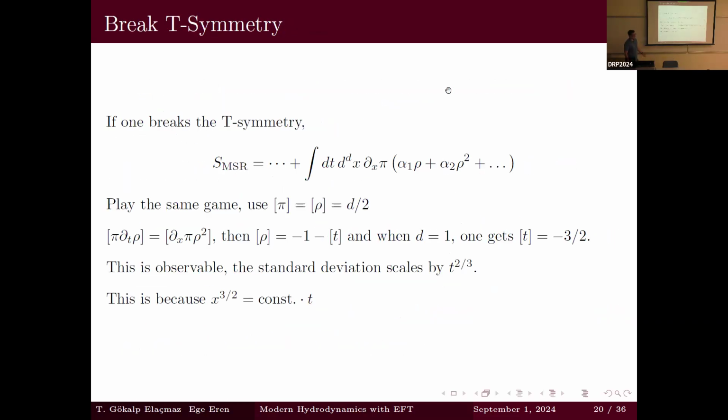How about when we break T symmetry? It changes things. Then you find that the scaling dimension of T is different. And this shows in how the system evolves. The standard deviation changes because your invariant has now changed from x squared over t to x to the 3 over 2 over t.